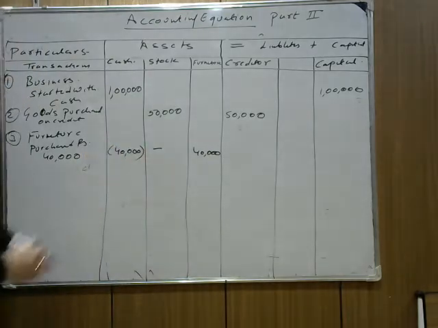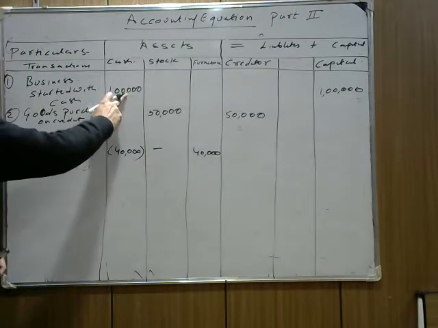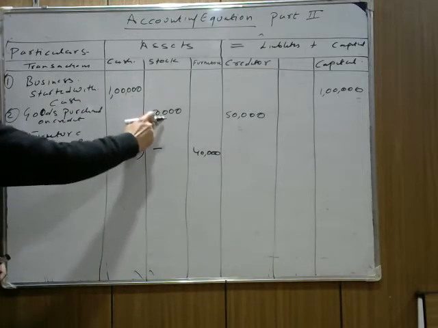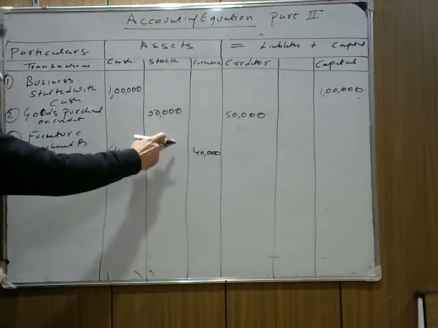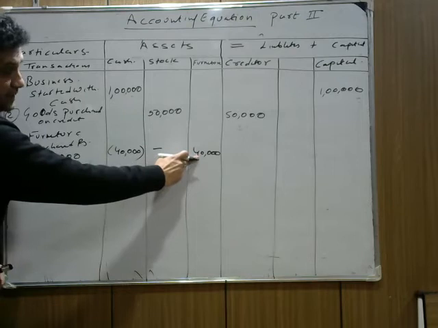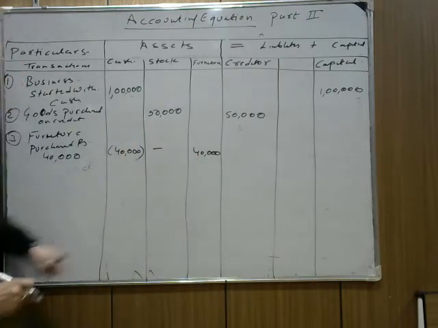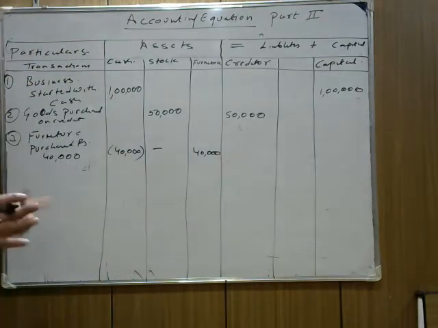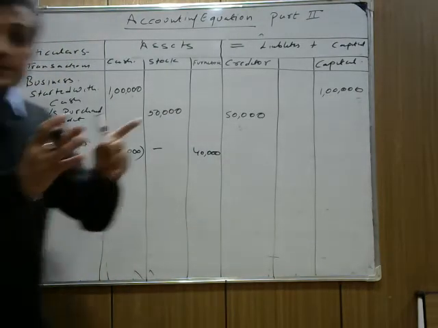Now check again whether the accounting is matching or not. Your cash is now 60,000: 1 lakh minus 40,000 is 60,000. You get a stock of 50,000, which makes 1,10,000, and you get furniture, which is also an asset. That makes 1,50,000 of assets. Credit is 50,000, capital is 1 lakh. Okay, it makes 150. The accounting equation here is matching.